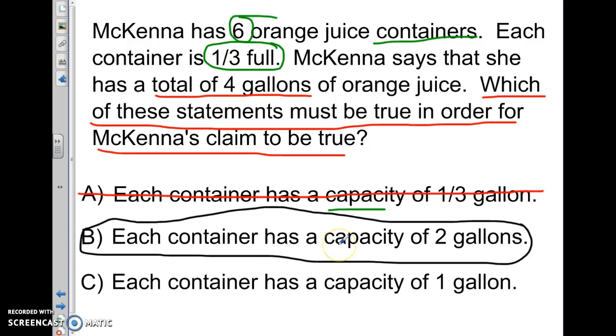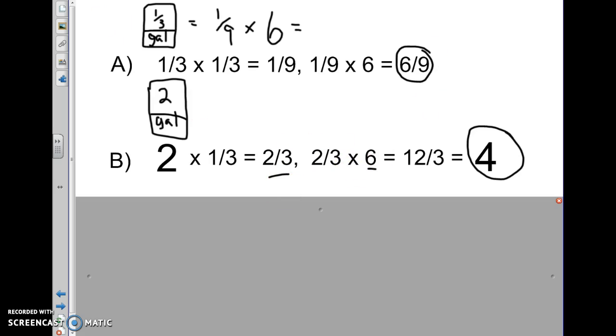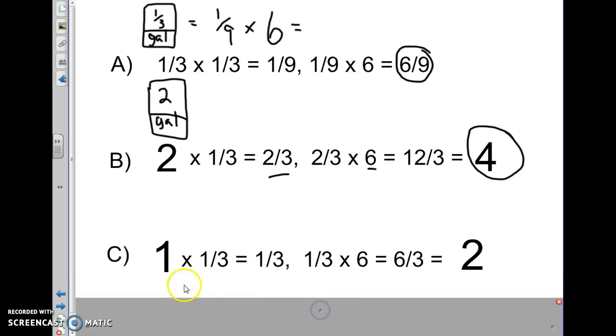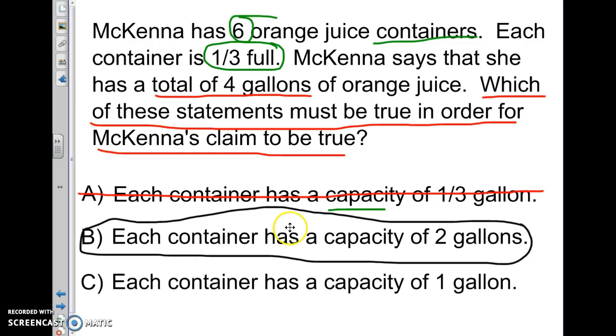Now, using reasoning, we would know that, well, if the 2 gallons worked, then obviously that's the only one that's going to work. But just to make ourselves feel more confident and make sure that it doesn't work, we can always do this step further through. It doesn't hurt. It's extra practice. So if we did 1 gallon containers, 1/3 of that would be 1/3 of a gallon for each container, times 6 containers would give us 6/3, which would be only 2 gallons. So option B is the only one that works.